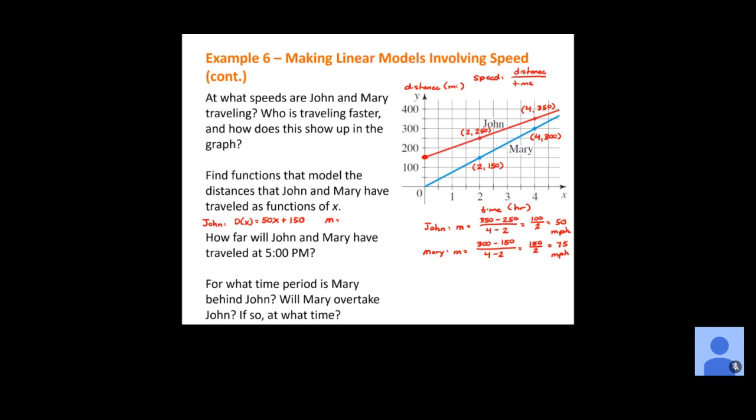All right, now if we look at Mary, her equation, we're going to have 75 as her slope. And notice her y-intercept this time is 0. And so we actually don't need anything else there, right? So plus 0 wouldn't change anything. And so we can just call her distance function 75x.